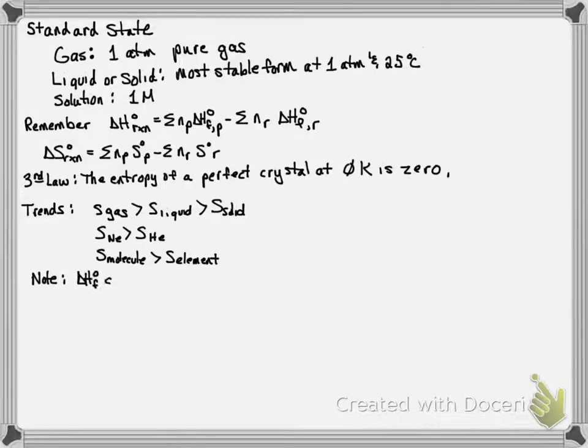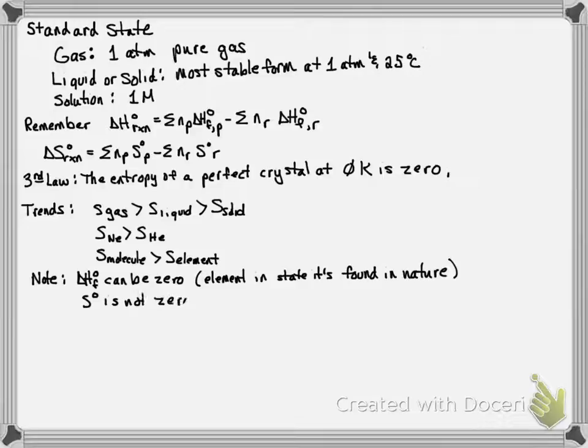A couple of notes. Remember that the heats of formation can be 0. In fact, by definition, the heat of formation for an element in the state that it's found in nature is 0. Entropy is not 0. We do not have any entropies in the back of the book of 0, because we do not have any perfect crystals at 0 Kelvin. So the entropies in the back of the book are not 0. If we did have perfect crystals at absolute 0, it would be 0, but we don't, so we don't have any numbers that are going to be 0 for entropies.